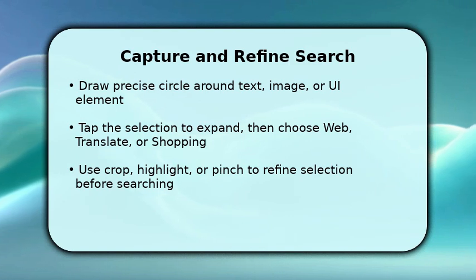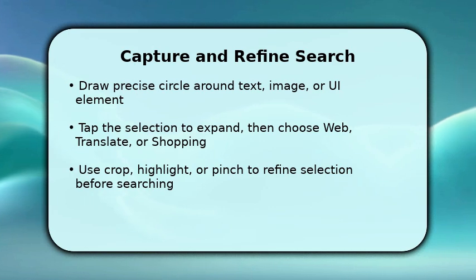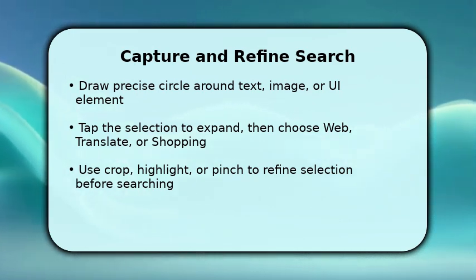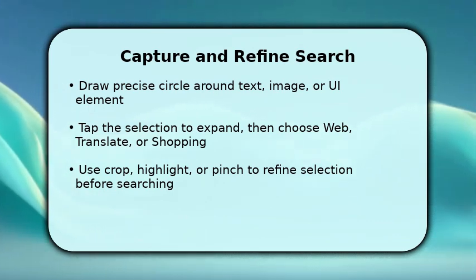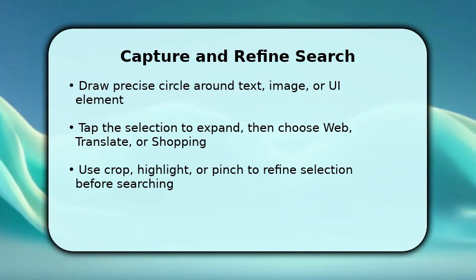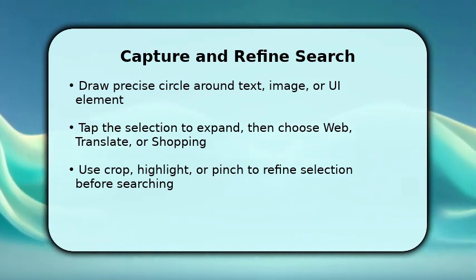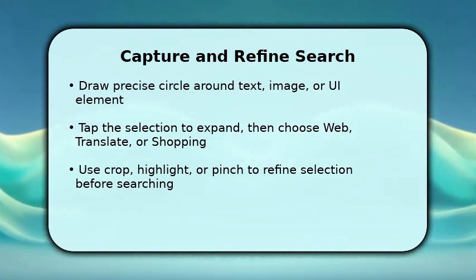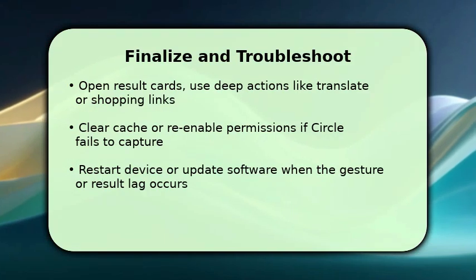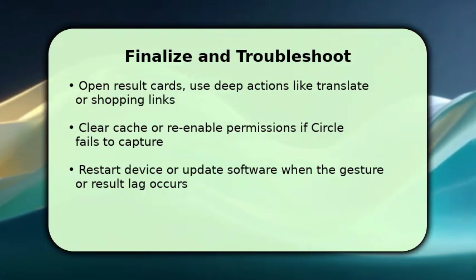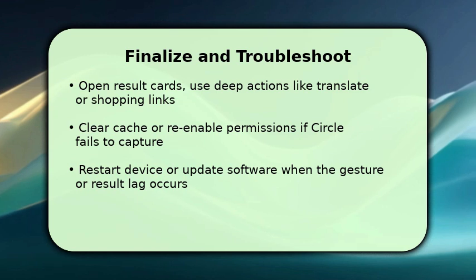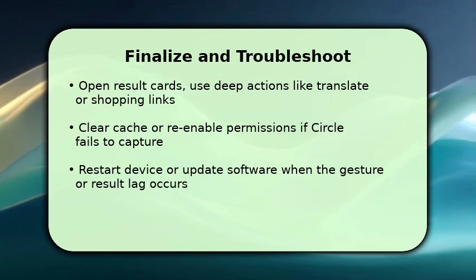Once the overlay appears, tap the preview to expand options: web, translate, shopping, or copy. If the capture missed detail, use the crop or highlight tool and pinch to zoom to refine the selection before you confirm. This improves relevance and cuts noise, which is why you refine rather than redraw each time. You finish by interacting with result cards, tap links, use Translate, or follow shopping shortcuts to act on findings immediately.